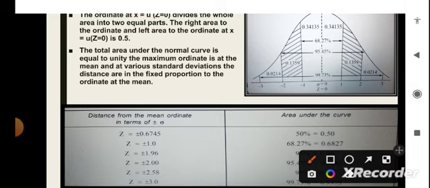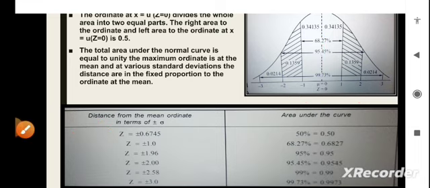The maximum ordinate is at the mean, and at various standard deviations, the distances are in fixed positions to the ordinate at the mean. This table gives the distance from the mean ordinate in terms of the standard deviation. So, you can pause the video and note down this table as it is very important.